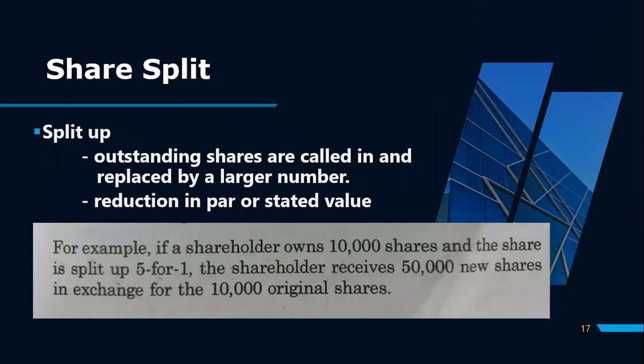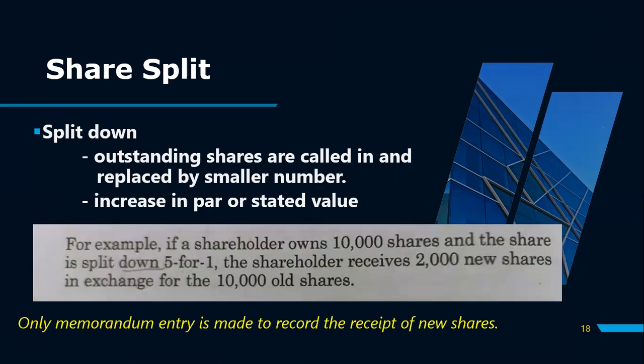Share split. We have a split up and split down. When we say split up, outstanding shares are called in and replaced by a larger number. As a result, there is a reduction in par or stated value. So for example, if the shareholder owns 10,000 shares and the share is split up 5 for 1, meaning your 1 share becomes 5 shares. The shareholder receives 50,000 new shares in exchange for 10,000 original shares.